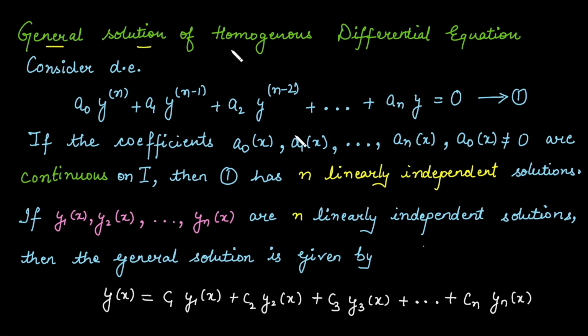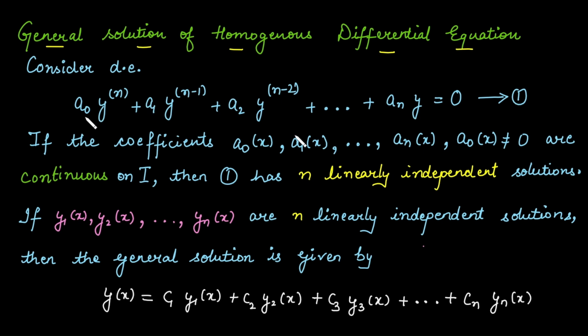General solution of homogeneous differential equation. So let's consider this type of differential equation. This is a linear differential equation of order n, because in this case we have taken the highest derivative of y as the nth derivative, where we have assumed that this is a normal differential equation.